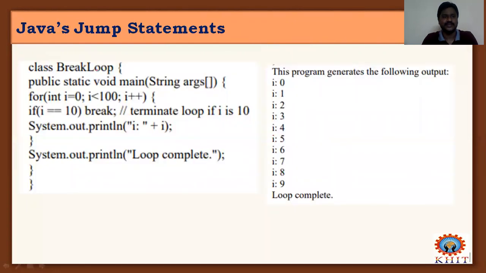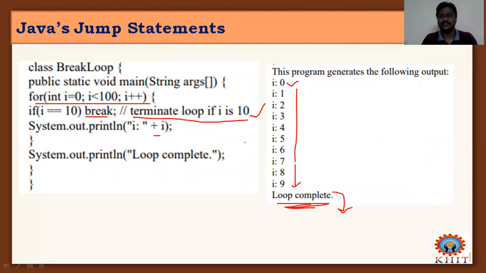This is the break loop example. Here I have a for loop with i equal to 0, i less than 100, i plus plus, and if i equal to 10, break the loop. That means it terminates the loop if i equals 10. Clearly the break statement is mentioned here. So we are printing the i value. From 0 onwards it is going to display. When it becomes 9 and it compares with 10, the loop is completed and it comes out of the loop. Why? Because i equals 10, it doesn't display that value.